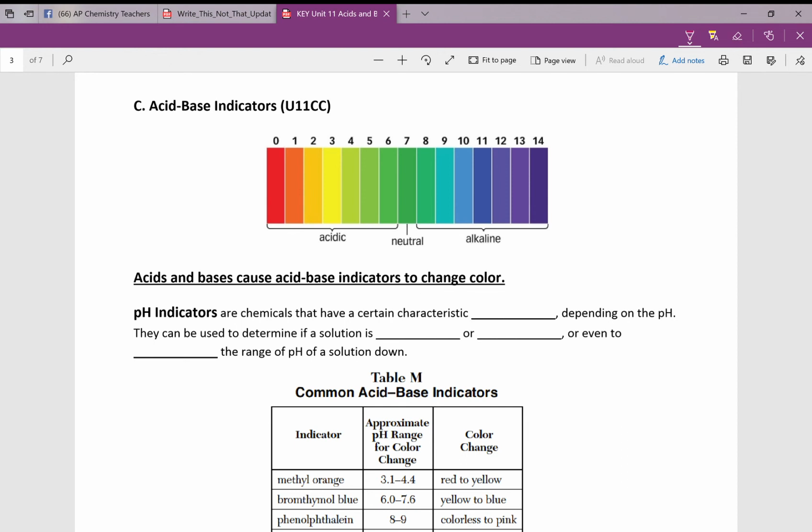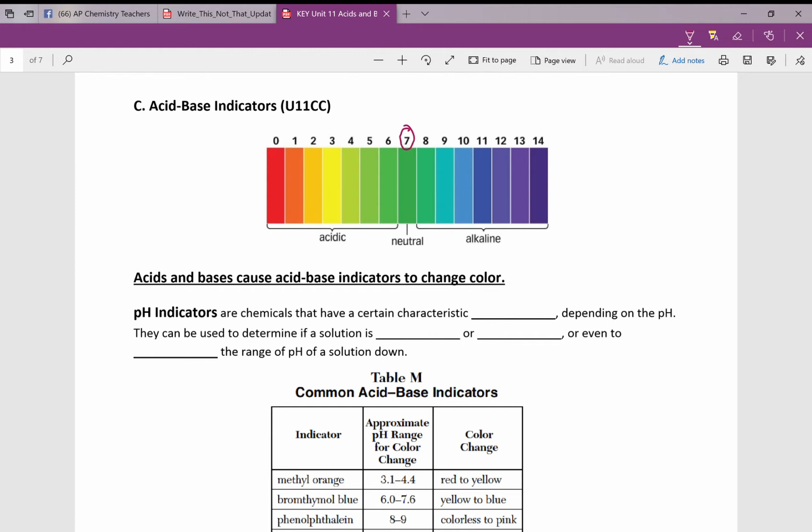All right, I'm going to do a quick little lesson on acid-base indicators, specifically how we're going to utilize Table M in this unit. So we mentioned a little bit in our first topic about the pH scale. So usually we consider it from 1 to 14 or 0 to 14, depending on the scale. 7 is a neutral pH.